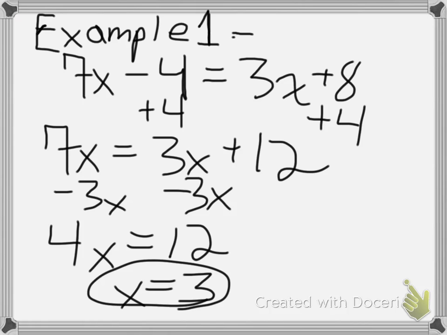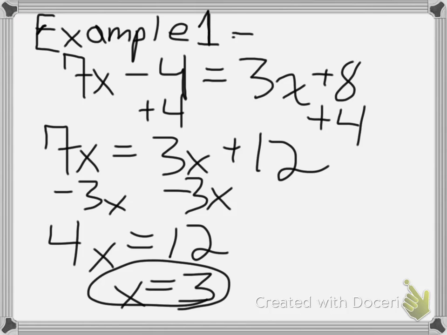Example 1. And what's this example of, Alex? Linear equations. Okay, this is example 1 of a linear equation. So the problem is 7x minus 4 equals 3x plus 8. And we're going to want to get rid of that 4, so we're going to add 4 to that side, and then we're going to add 4 to the other side. And then we're going to get 7x equals 3x plus 12. Then we're going to want to get rid of that 3x right there, so we're going to subtract the 3x on both sides. And we'll end up with 4x equals 12.